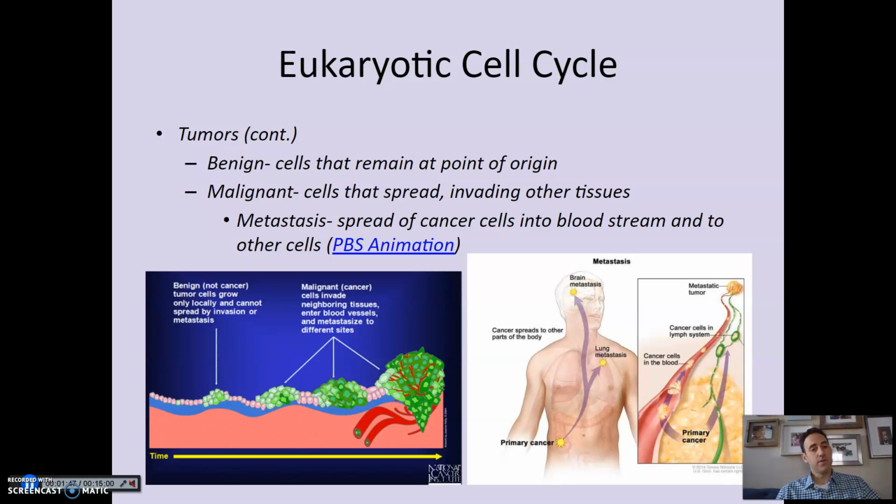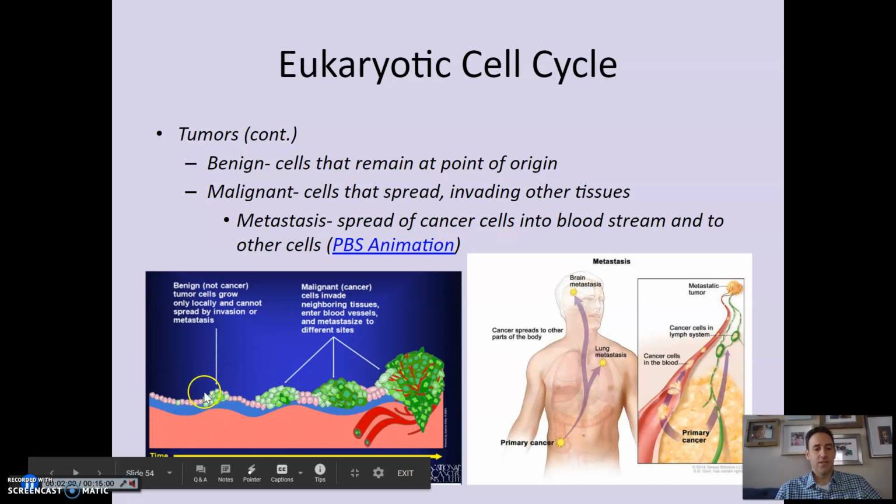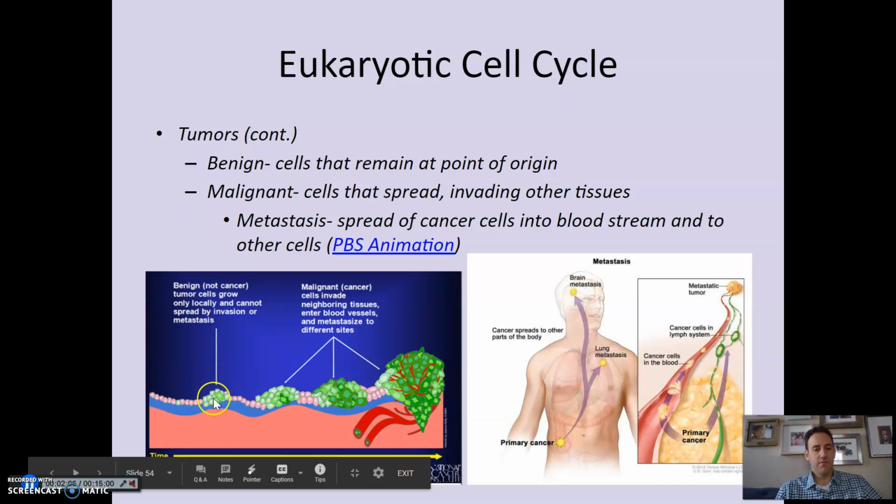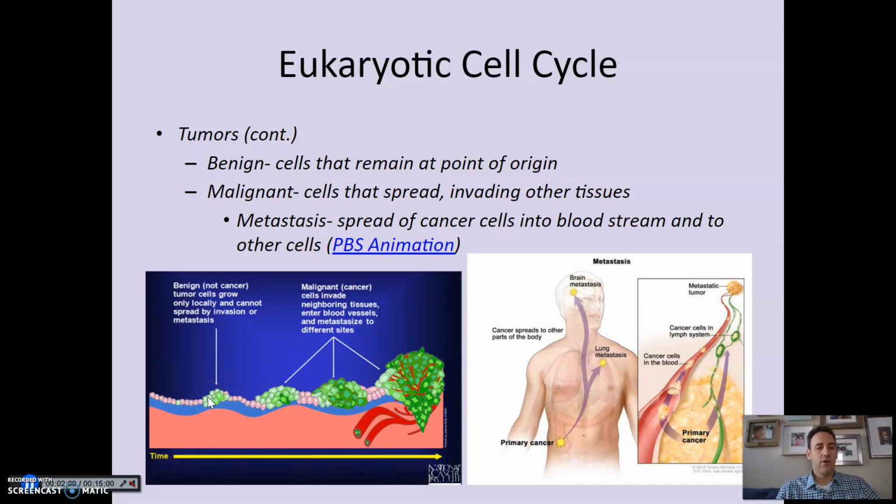Now, there are different types of tumors, and two broad categories are benign or malignant. A benign tumor means that the cells are remaining at their point of origin. So here you have a benign, non-cancerous tumor, which basically means the cells just form a little lump, but they're not really spreading at all from that spot. A malignant tumor, on the other hand, is much more dangerous because here the cells are spreading and invading into other tissues. And that process is called metastasis. So metastasis is the spread of cancer cells into the bloodstream and to other cells.